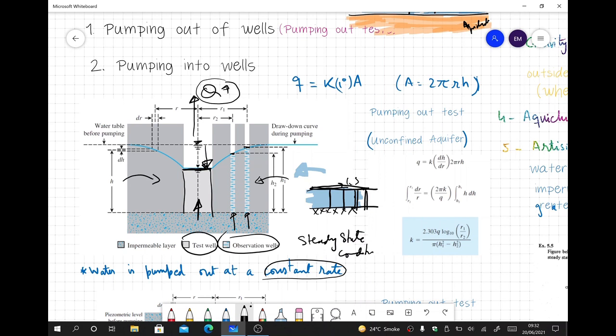not the radius, the distance of the first observation well from the center of the test well is r2, and of the second observation well is r1, and the height of the water table is indicated as h1 and h2 in the observation wells from the bottom, that is the impermeable layer or the aquiclude. I will try to redraw these things so it's easier to understand.